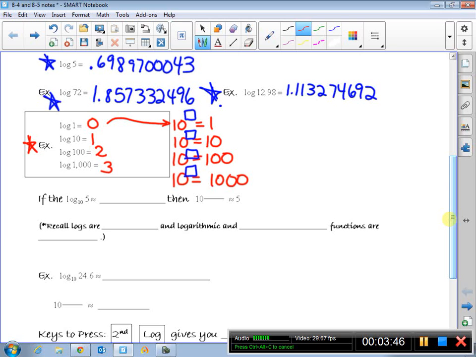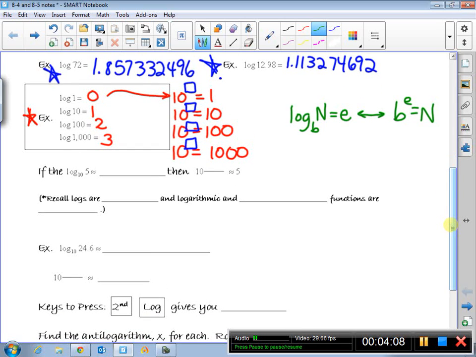So this very important relationship of changing something from log base b of a number, and remembering logs equal the exponent, into exponential form, base to the exponent equals a number. Very important relationship, really follows us all through the chapter. It's good to know.